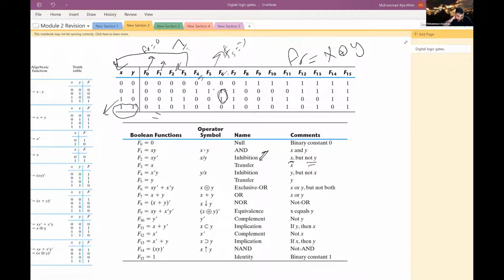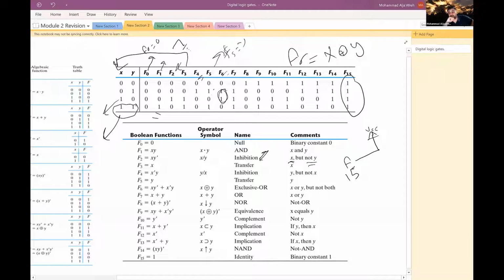But there is something I want to mention, F15. I love F15. Regardless of what my input is, F15 is always 1. So what does that mean? That F15 can be implemented by just attaching it to a positive voltage. VCC.